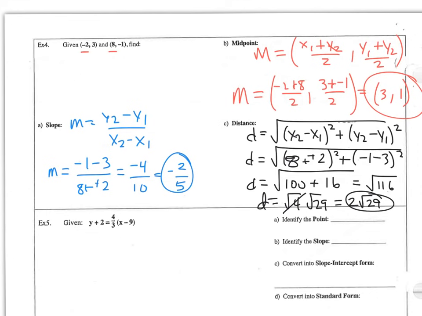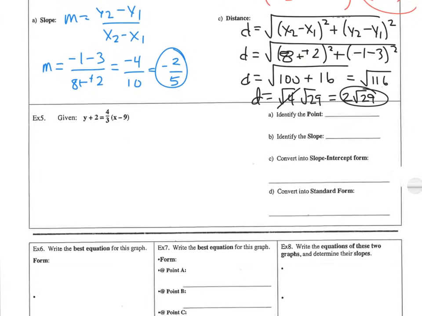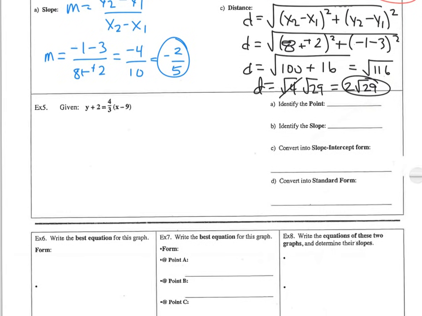All right, continuing on, review of our equations. So yesterday we talked about point-slope form. Big thing is remember that we talked about opposites. So when it says to identify the point, remember that the x value is a positive 9. The y value is a negative 2. The slope is the value that is in front of the parentheses. So m is equal to 4/3. Remember, these two pieces of information are helpful when we want to graph.